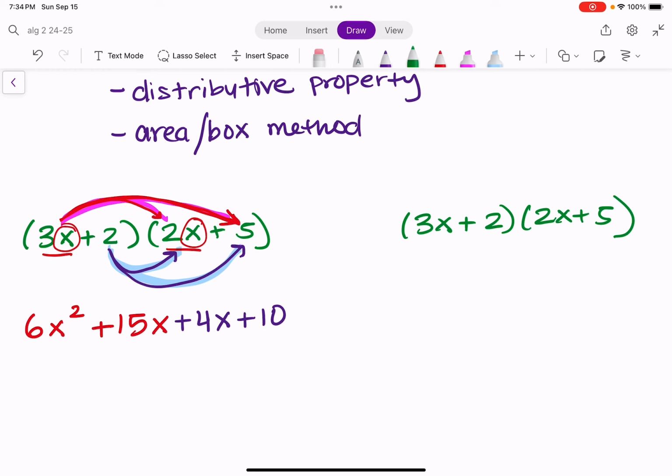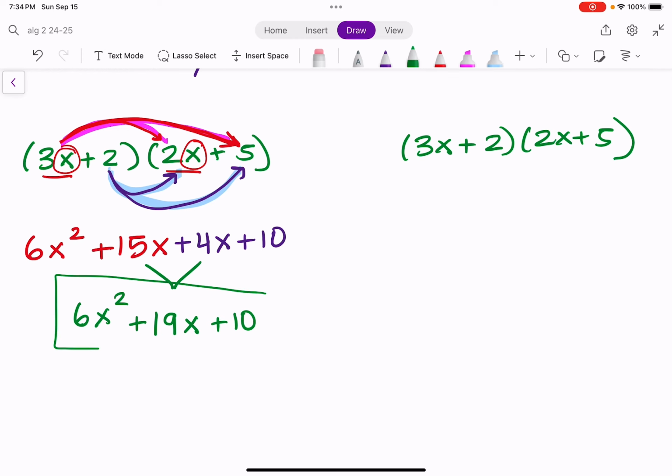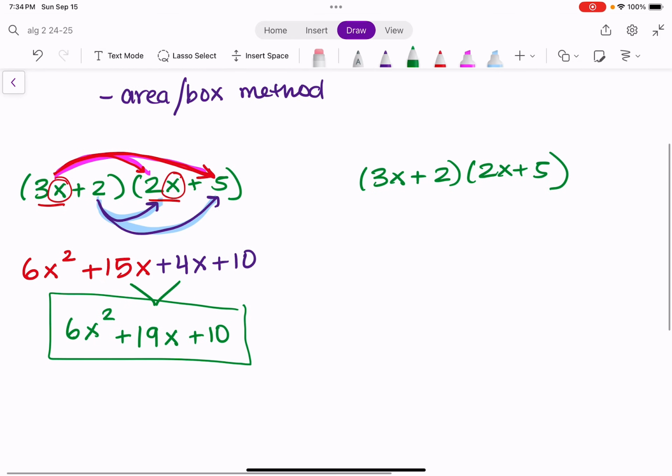Now from here, you have to combine like terms. So 15x plus 4x gives us 19x, and I'm just going to bring everything else down. After I multiplied the two binomials, I got this. This is my product, my answer. Some of y'all may like this method. It's efficient, it gets straight to the point.